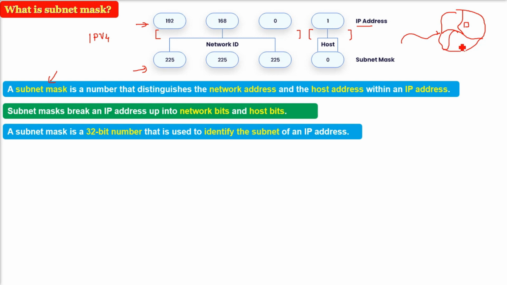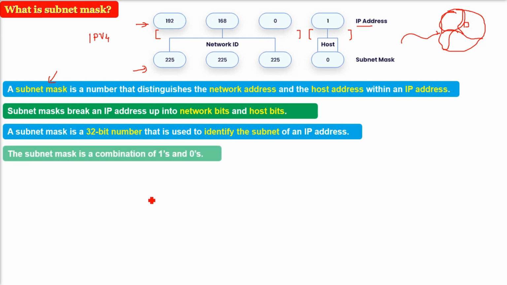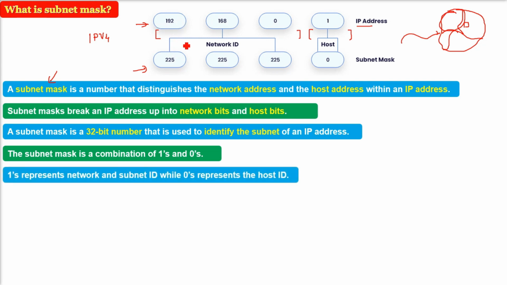See, there can be multiple networks. A network can have subnets. So what is the network and what is the subnet you are talking about? This is given by the subnet mask. So this is a 32-bit number, a combination of ones and zeros.